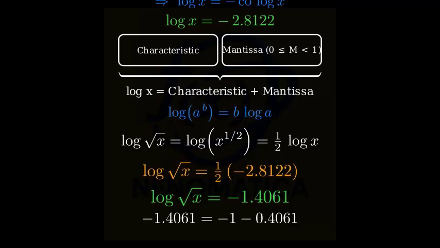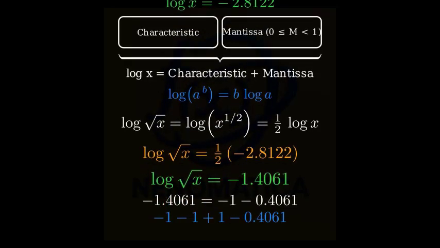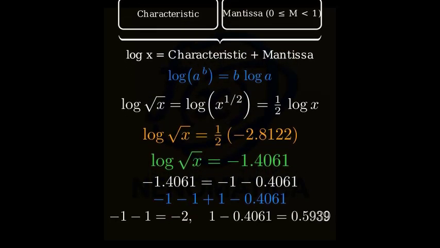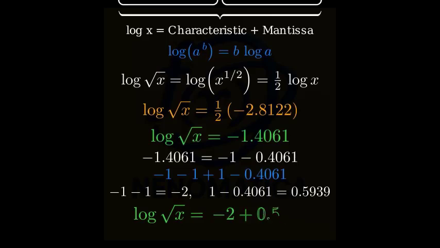Step 6. The mantissa is required to be between 0 and 1. So we adjust by subtracting 1 and adding 1. That is negative 1 minus 1 plus 1 minus 0.4061. Step 7. Combine the integers and the fractional part. Negative 1 minus 1 equals negative 2, and 1 minus 0.4061 equals 0.5939. Therefore, log of the square root of x equals negative 2 plus 0.5939.